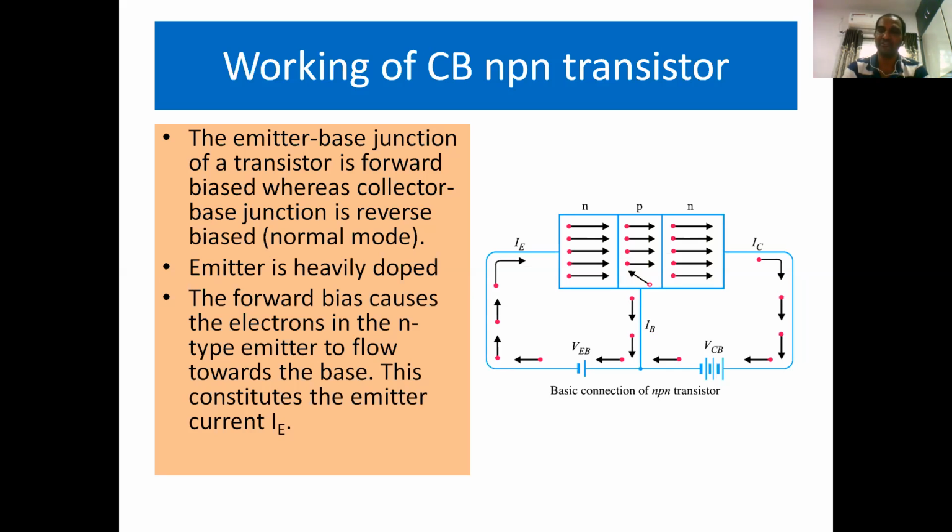So that is the meaning: if you make the base common for both the circuits, it is common base. If the emitter is common between the two diodes, common emitter. If the collector is common between the two diodes, common collector.